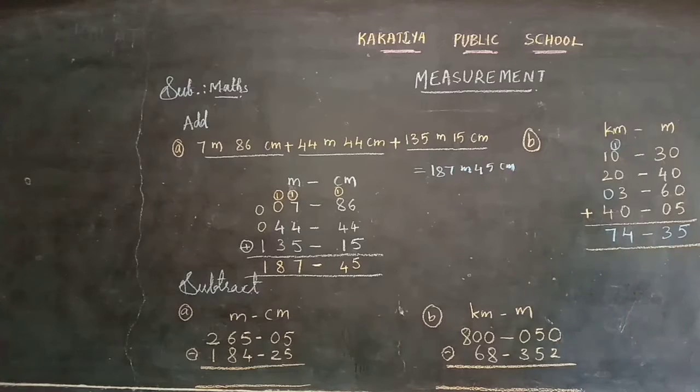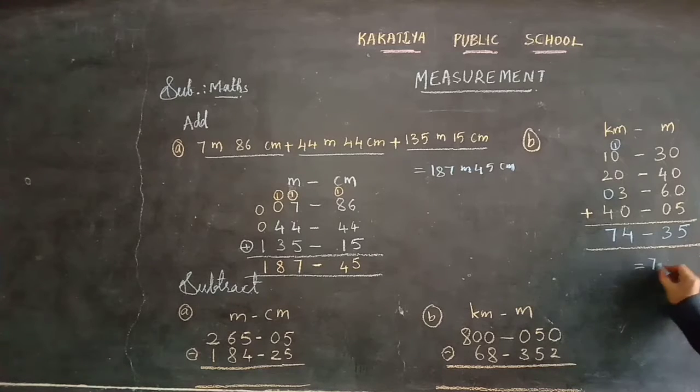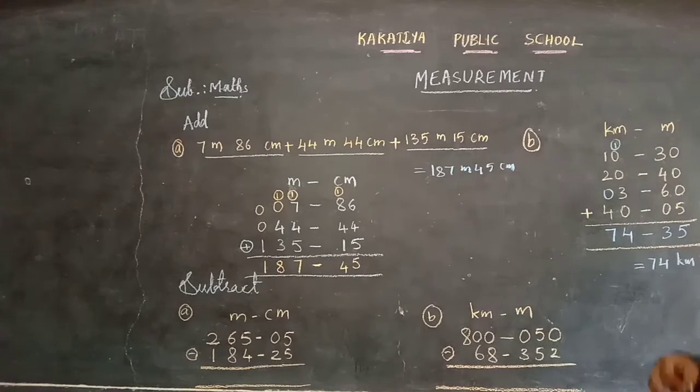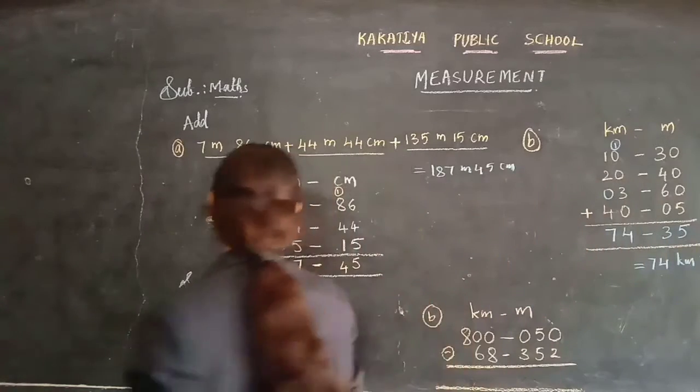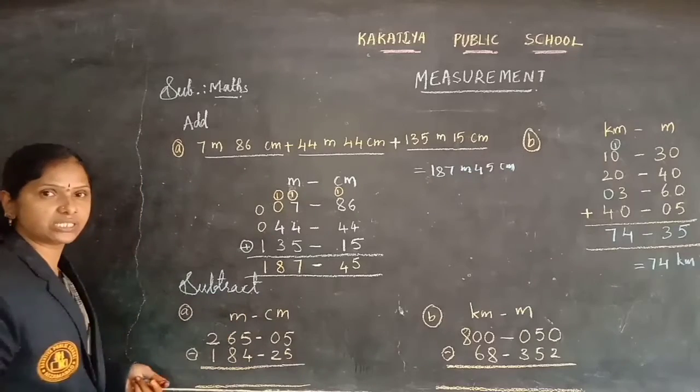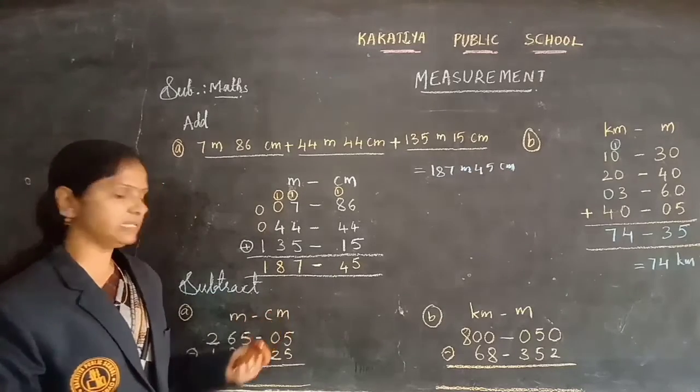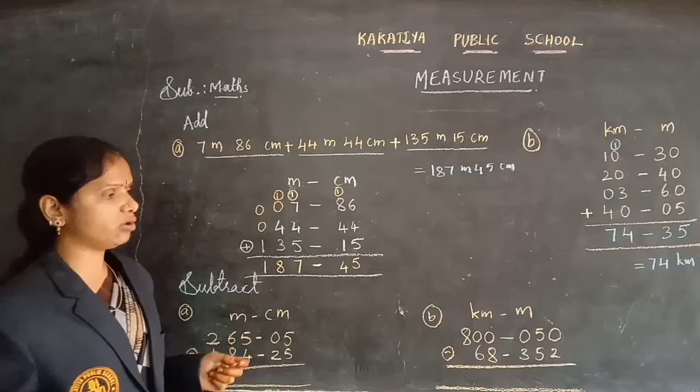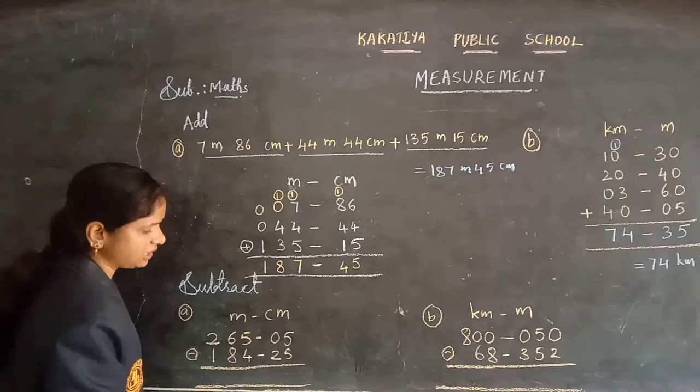So what the answer will be? 74 kilometers, 35 meters. The answer will be here 74 kilometers, 35 meters. Yeah. Now next one here, let's subtract here. Subtraction, syllable. So meters and centimeters has given directly, they given in column, syllable. Come on, let's subtract here.